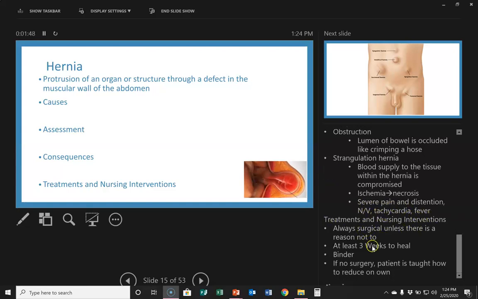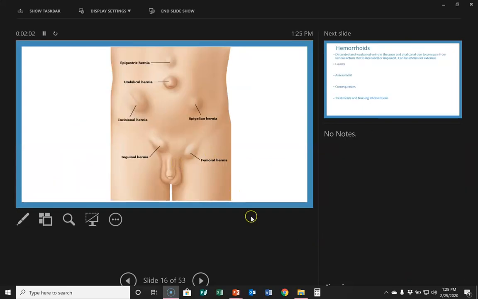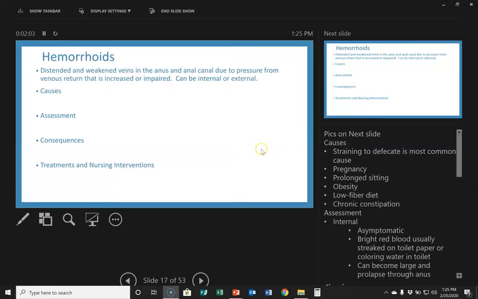Treatment is almost always going to be surgical with 3 weeks of healing time. Patients are going to need to be placed in an abdominal binder to help with healing and comfort. If there is no surgery, then the patient is taught how to reduce the hernia on their own. So here's a picture of all the different types of hernias.